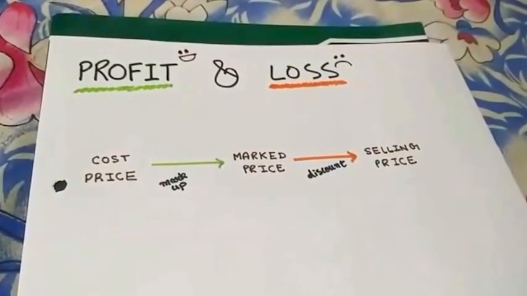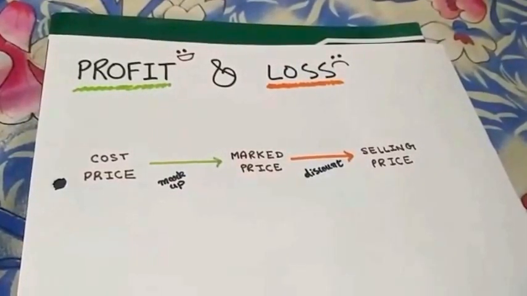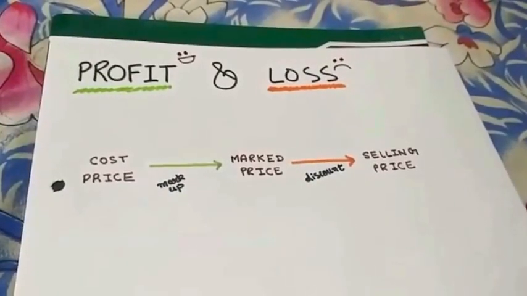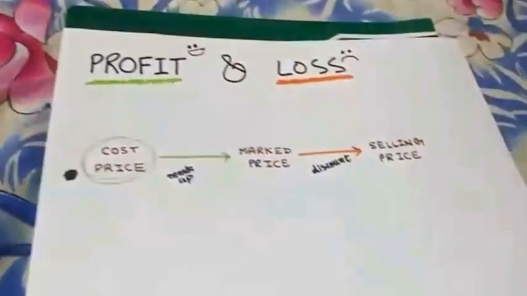Hi people. So today we'll talk about profit and loss. In profit and loss, you just need to be crystal clear about cost price, mark price, and selling price. So let's start with the cost price.